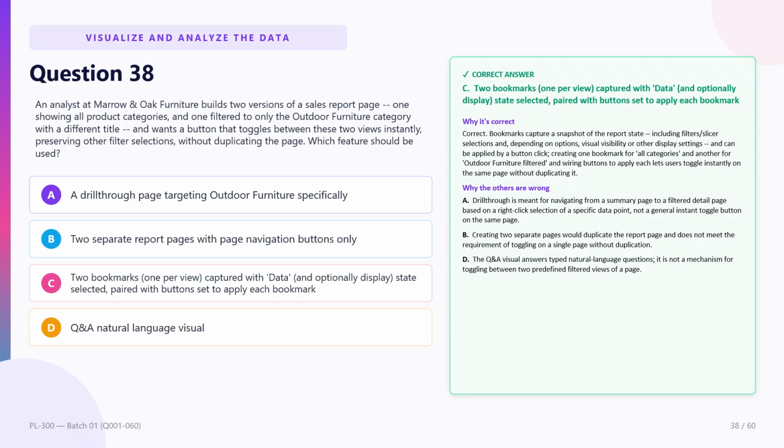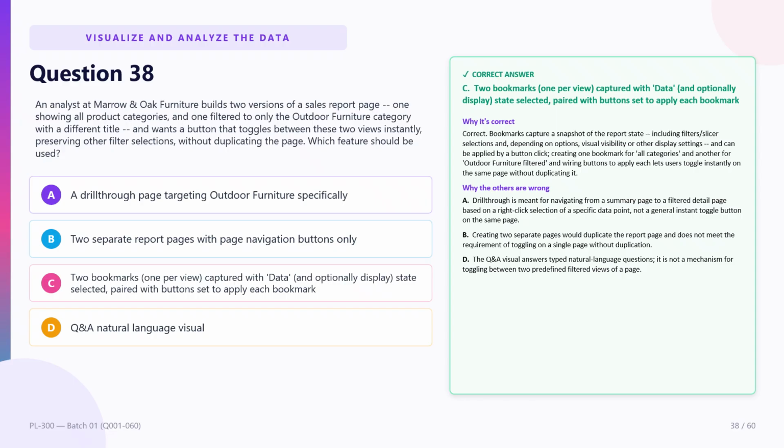visibility or other display settings, and can be applied by a button click, creating one bookmark for all categories and another for outdoor furniture filtered, and wiring buttons to apply each lets users toggle instantly on the same page without duplicating it. Now, why the others are wrong?